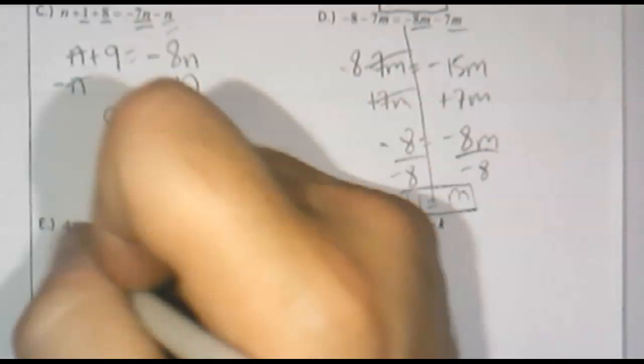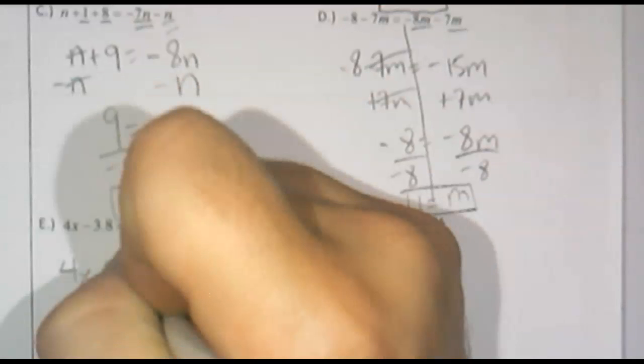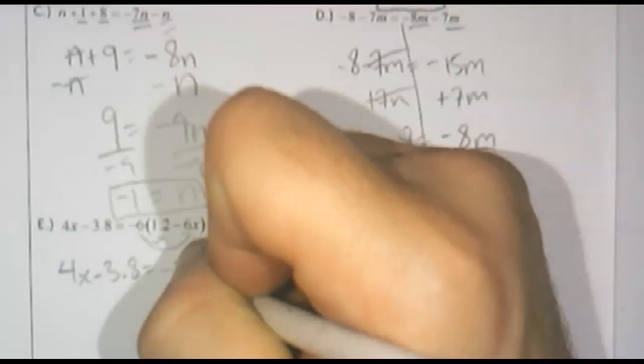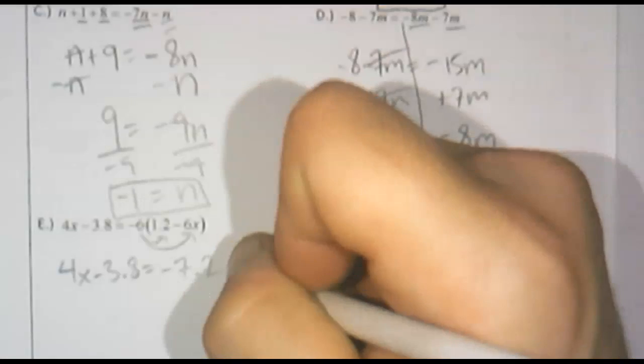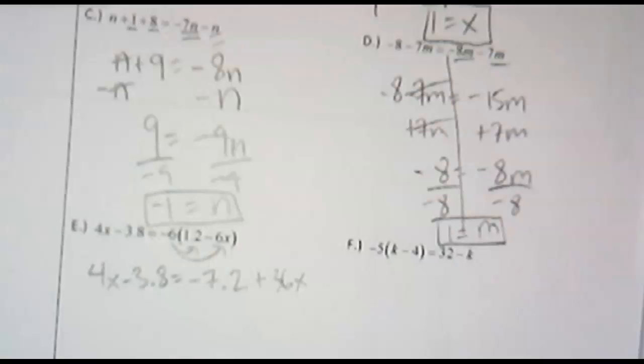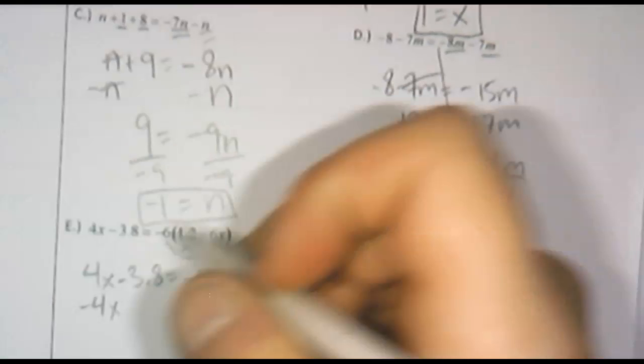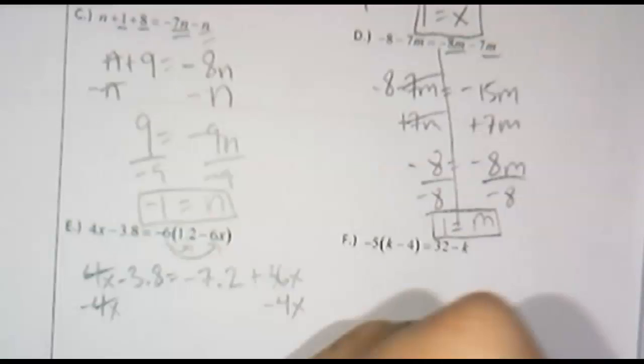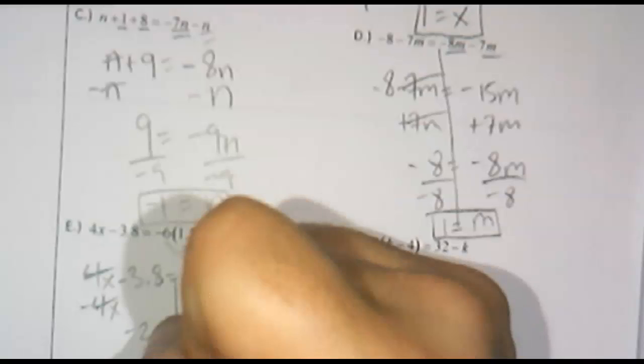So here, it looks like I should distribute first. On the left side, there's nothing to do, so I'm just going to bring that down. On the right side, again, like I said, distribute. Negative 6 times 1.2, that's negative 7.2, and then negative 6 times negative 6 is plus 36x. I'm going to go ahead and move the variables together by moving the 4x over. Subtract 4x to do that. Bring down the negative 3.8 over on.